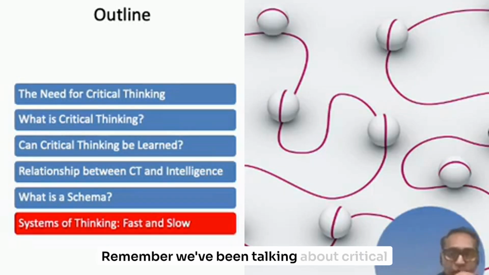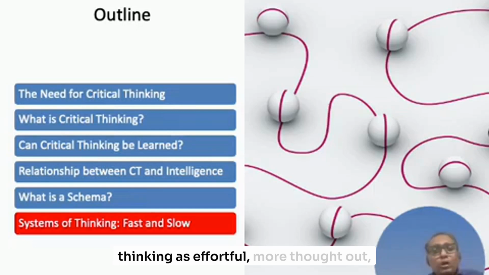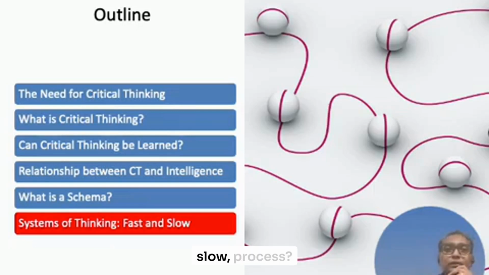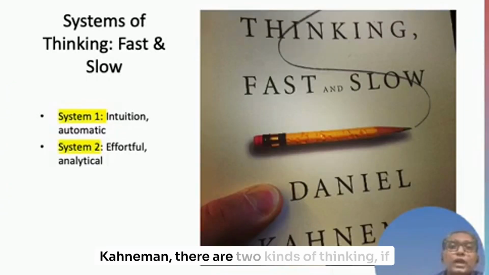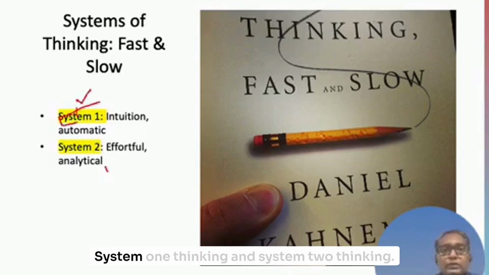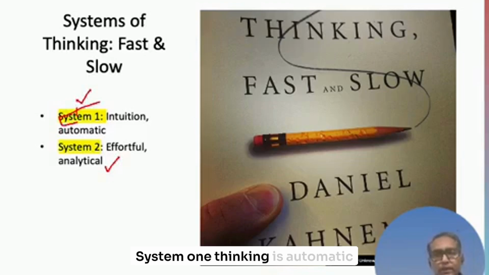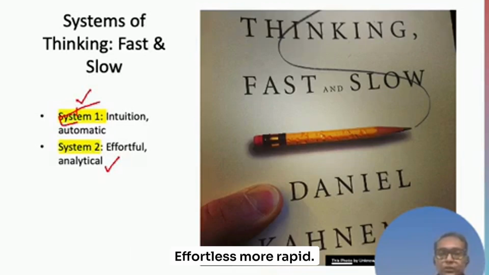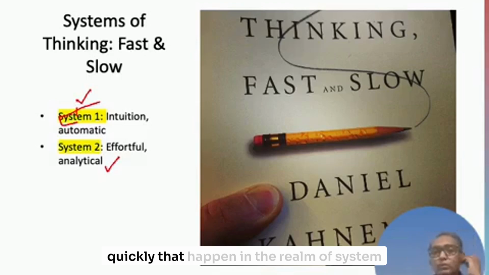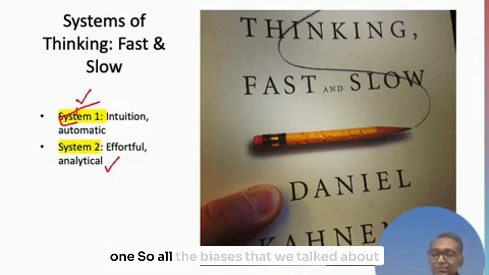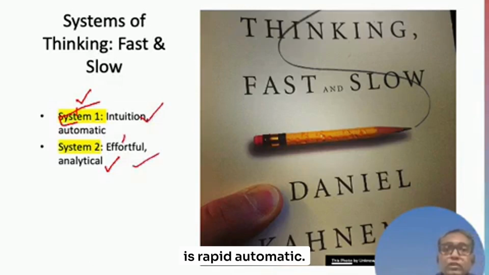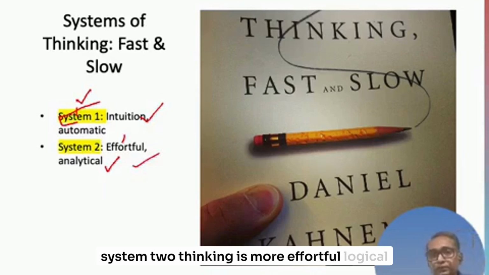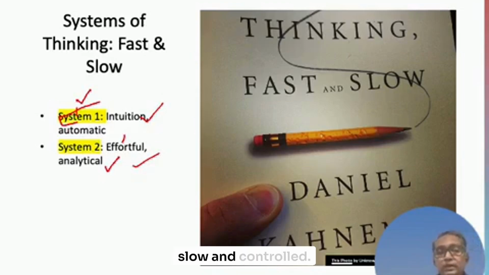Remember, we've been talking about critical thinking as an effortful, more thought out, slow process. We'll talk about two forms of thinking presented by Daniel Kahneman. There are two kinds of thinking, if you may, and he calls them two systems, system one thinking and system two thinking. System one thinking is automatic, effortless, more rapid. It's more like your intuition. Whatever you do quickly happens in the realm of system one. So all the biases that we talked about come as a result of system one thinking, which is rapid, automatic. System two thinking is more effortful, logical, analytical, slow, and introvert.